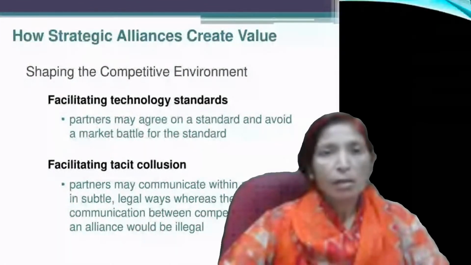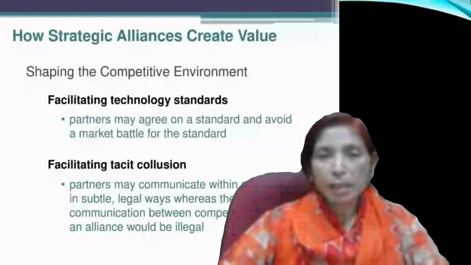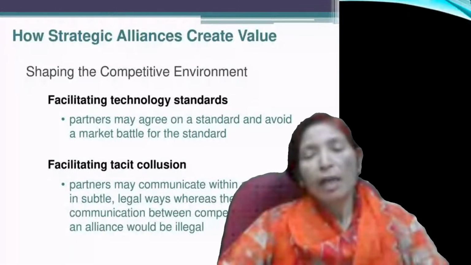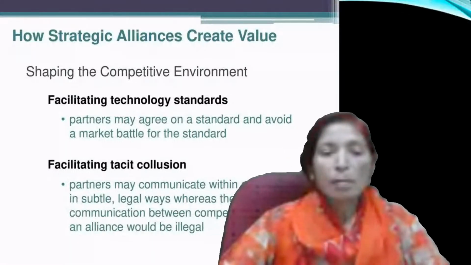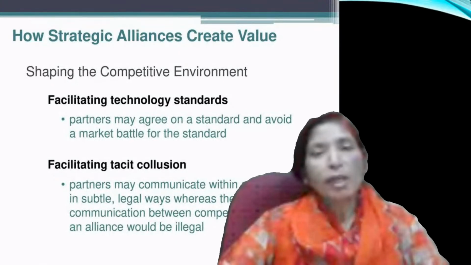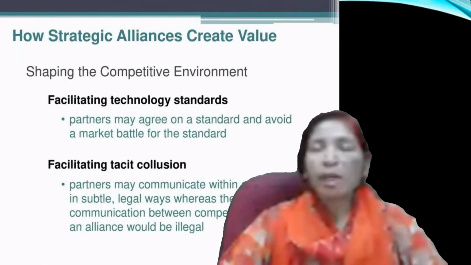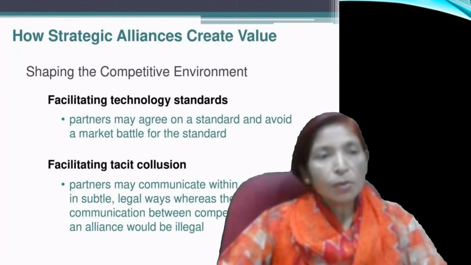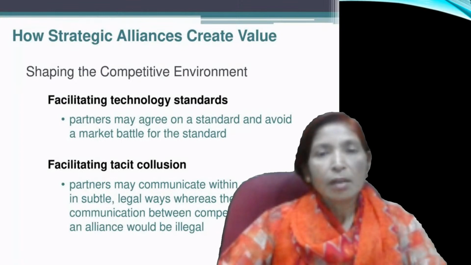Collusion means when firms cooperate with each other. Partners may communicate within an alliance in subtle legal ways, whereas the same communication between competitors outside an alliance would be illegal. So these are the ways through which an alliance can create specific value in a competitive business environment.